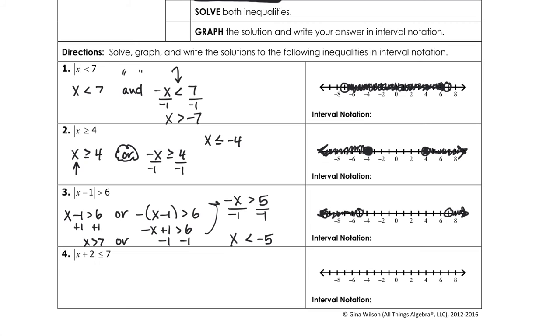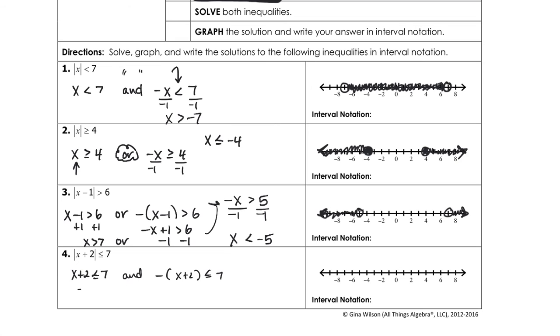Number 4. So let's take a look at number 4. Again, it's a less than. So I'm going to write the word "and," not the word "or." Okay. So for this one, I get x plus 2 is less than or equal to 7, and negative x plus 2 is less than or equal to 7. So then I just solve both of these.